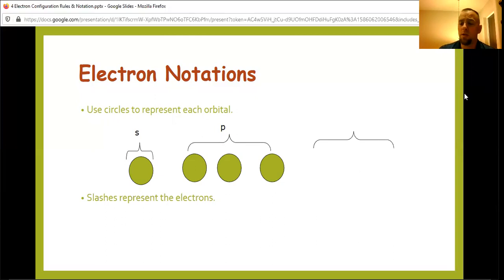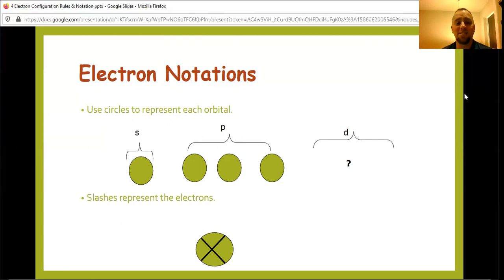If we remember, as we were going through the material on the different quantum numbers, there's a number of different positions that each of these can have. So S has one circle, P has 3 circles. How many do you think D has? How many electrons can be in a D orbital? We've looked at this in our previous lesson. Slashes represent the electrons. So in this particular orbital, there are 2 slashes to represent the 2 electrons.